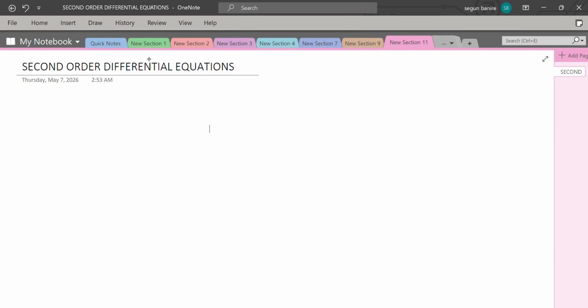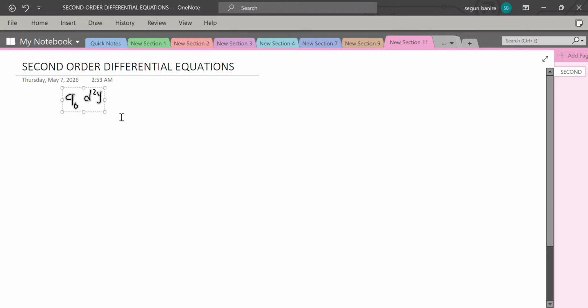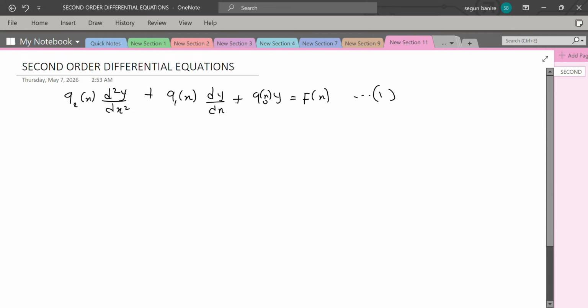Now when we talk about the second order differential equation, we are referring to an equation of the form a2(x) d2y/dx squared plus a1(x) dy/dx plus a0(x) y equals f(x). Call this equation 1. So this is the equation we refer to as the second order differential equation.